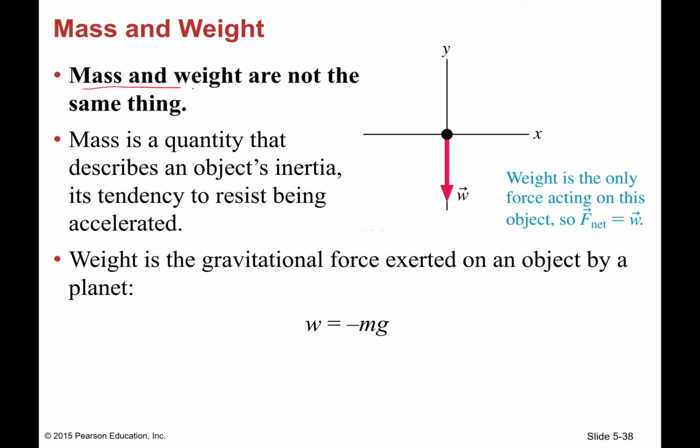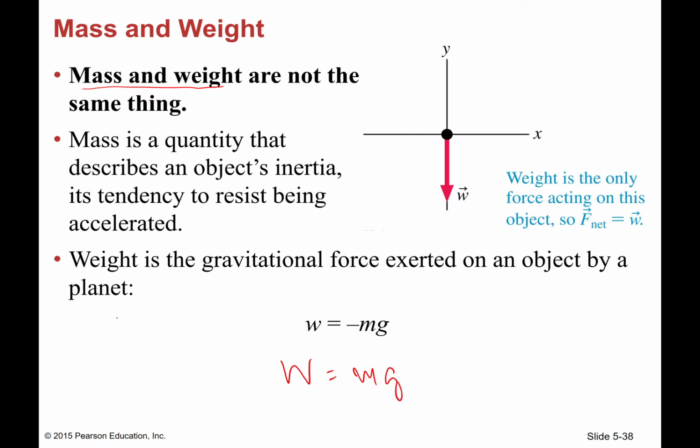Mass and weight are not the same thing. The mass is how much stuff you have, and the weight is how hard the Earth is pulling on you. So the mass is also a quantity that describes the inertia, the tendency of an object to resist being accelerated. Weight is the gravitational force exerted on an object by a planet, in particular by Earth. Typically, the weight is equal to mass times gravity.